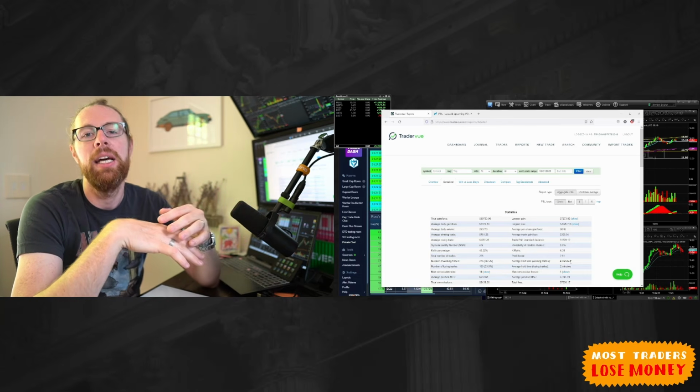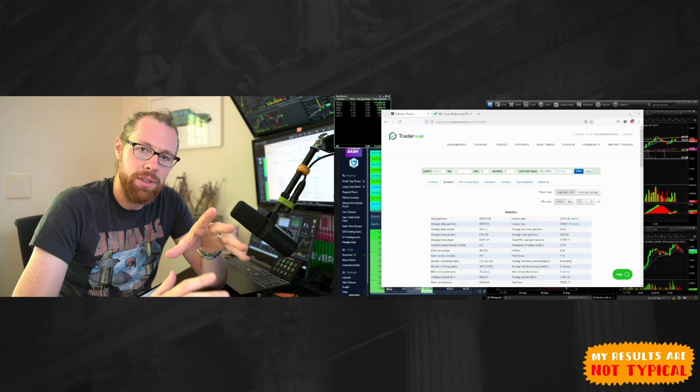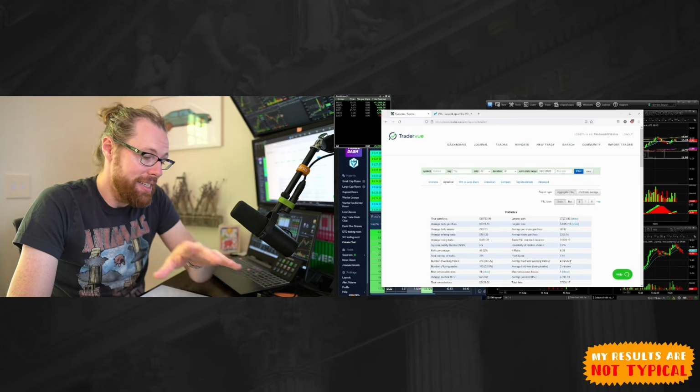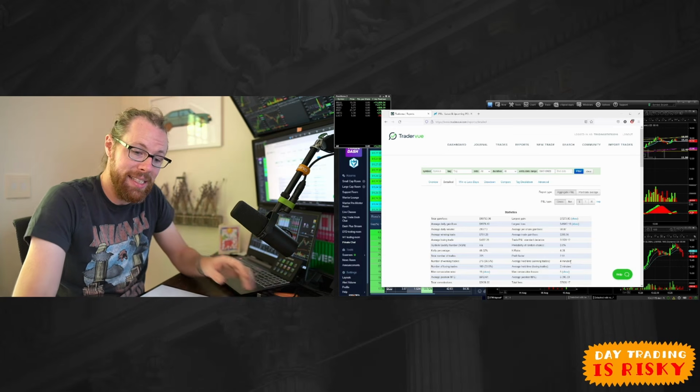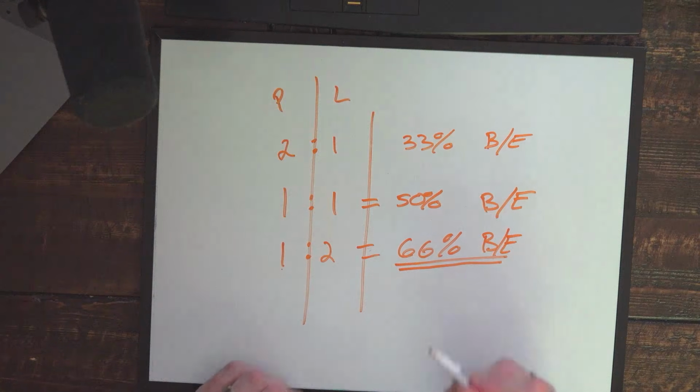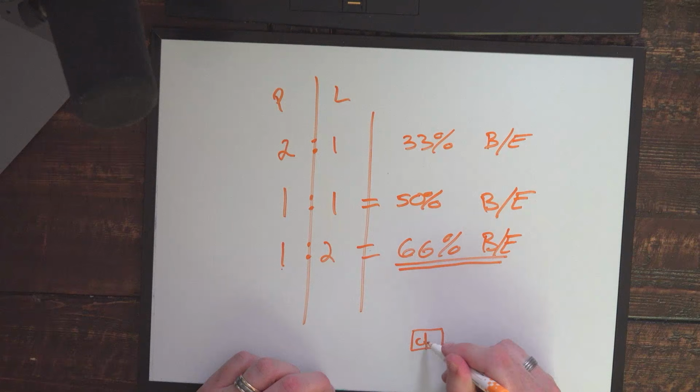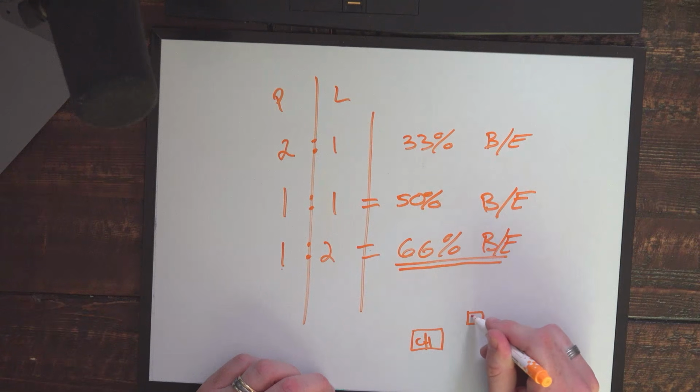So I don't use live stop orders, but what I do is keep my hand hovering over two buttons, Control and Z. It's the Control button, and then the Z button right here.